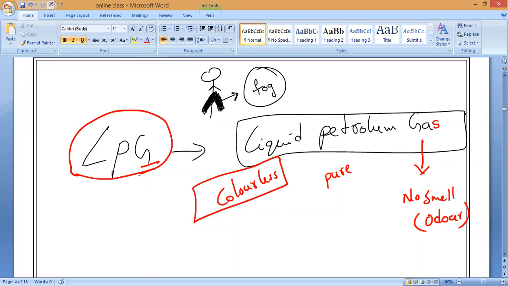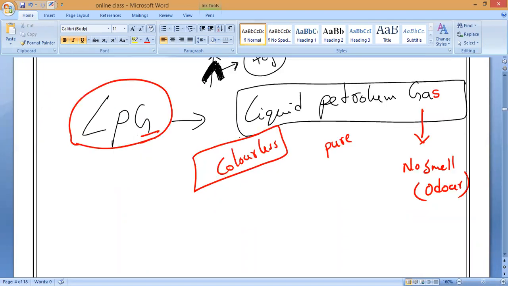Is it possible to detect it? Anybody? Is it possible to detect? No. Understanding. So LPG is a colorless gas like air. We cannot find the diffusion. That is why while they are filling the LPG gas in the cylinders, they will mix it with a strong smelling substance called ethyl mercaptan. What is that? Ethyl mercaptan. Very, very strong smell.